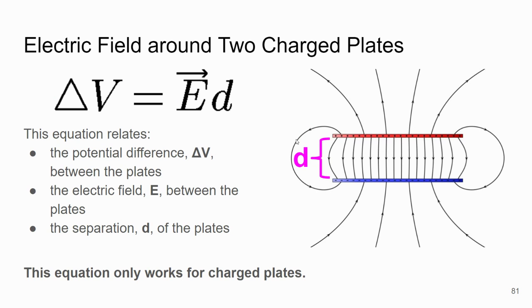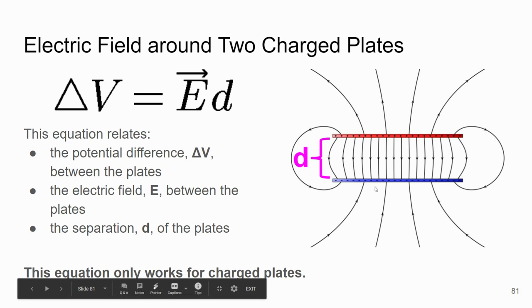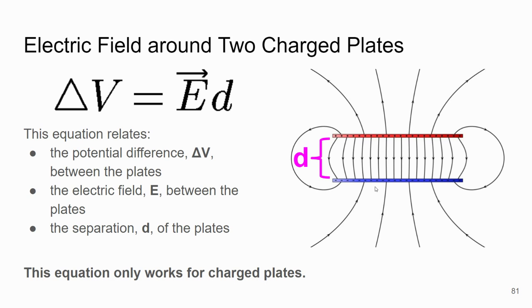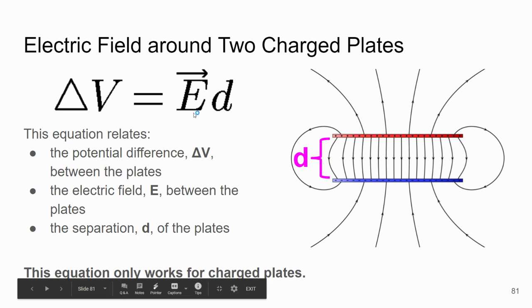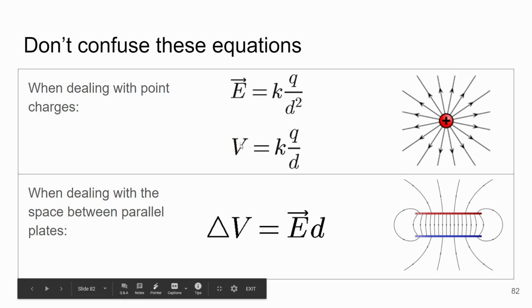So here is your equation that relates the potential difference that is applied to these plates. So maybe we hooked up the top plate to the positive terminal of a battery and the bottom plate to the negative terminal of a battery. And the potential difference provided by that battery is delta V in this case. And it relates that to the electric field in this region right between the plates, and D, which is the separation of the plates. It's a distance. So this equation only works for charged plates, which is the point of this slide.